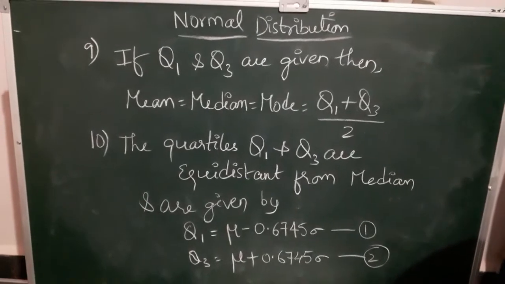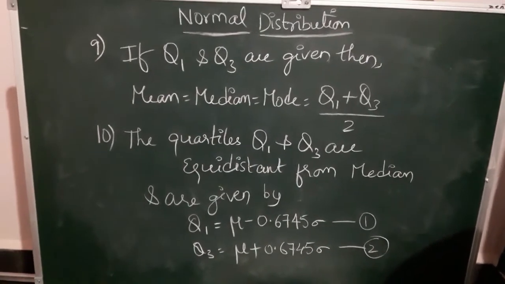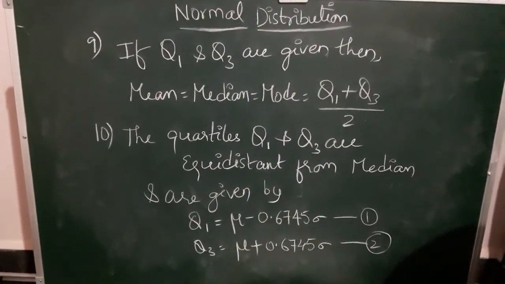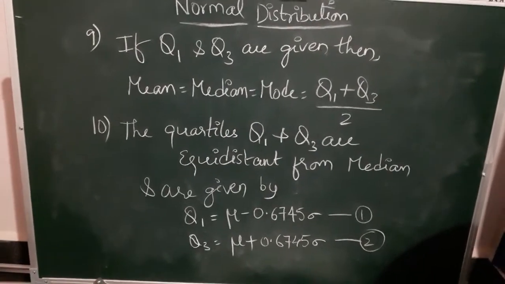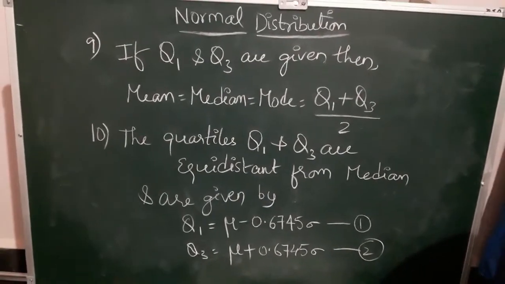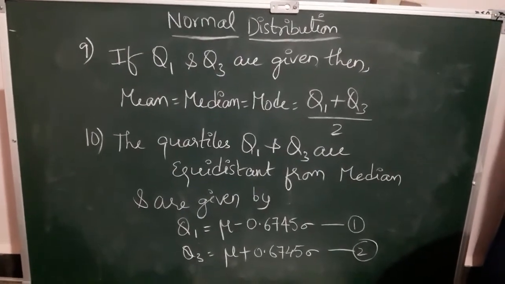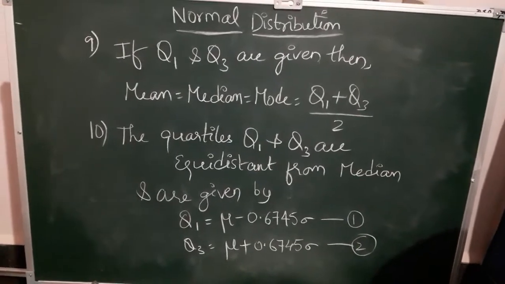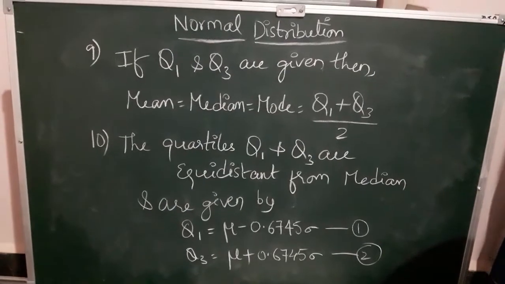Good day students. In the previous video we have seen a total of 8 properties. Now comes the continuation of the properties of the normal distribution. Here is property number 9. Look carefully. If Q1 and Q3 are given, what is Q1? The first quartile, or the lower quartile, and Q3, the upper quartile, are given.